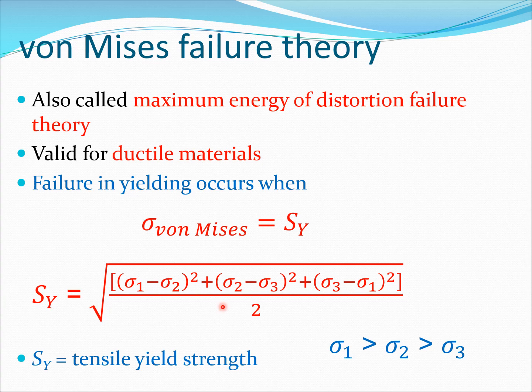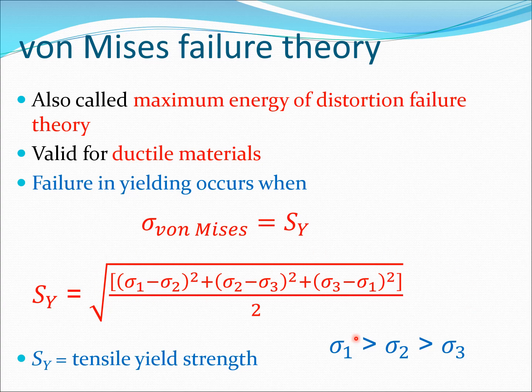Now let's look at the von Mises failure theory, which is also known as the maximum energy of distortion failure theory. And this also is valid for ductile materials. And here what this theory says is that failure and yield will occur when sigma von Mises equals Sy. So that's something you need to remember.